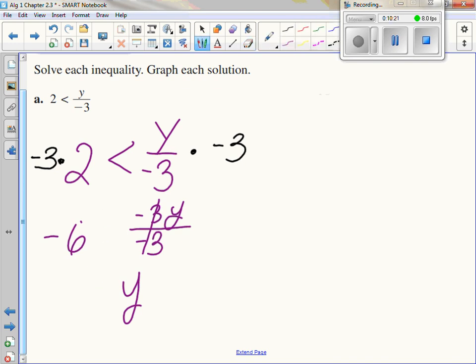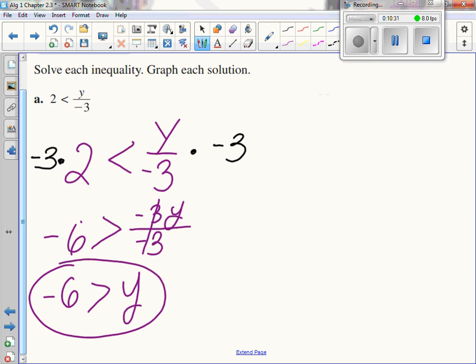But whenever I multiply or divide by a negative, the sign has to change. We have to flip the sign because we multiplied or divided by a negative. Now, if we had greater than or equal to, or less than or equal to, it still would be equal to. We're just changing it from greater than to less than or less than to greater than.